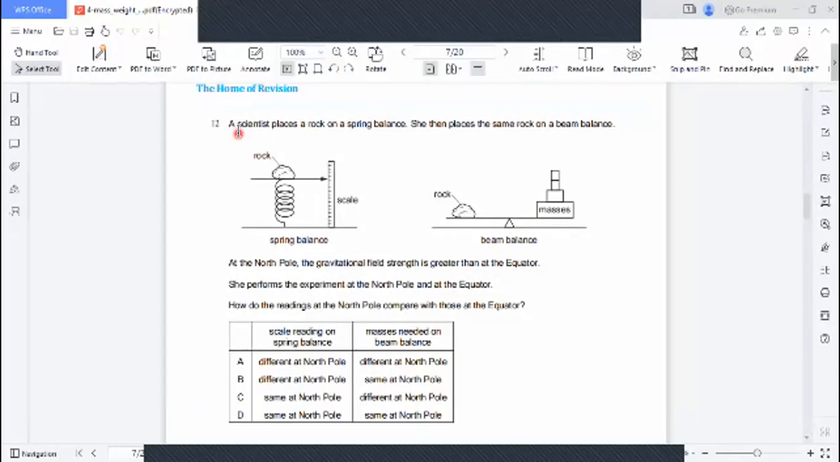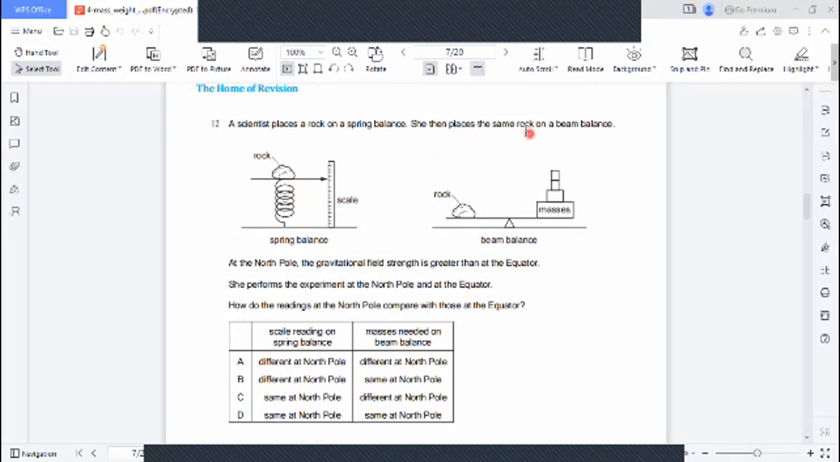Number 12. A scientist places a rock on a spring balance. Here is a rock and a spring balance, and this is the length of the spring. Hopefully, when you place a rock on it, the spring is squeezed, it is compressed, and this length decreases.